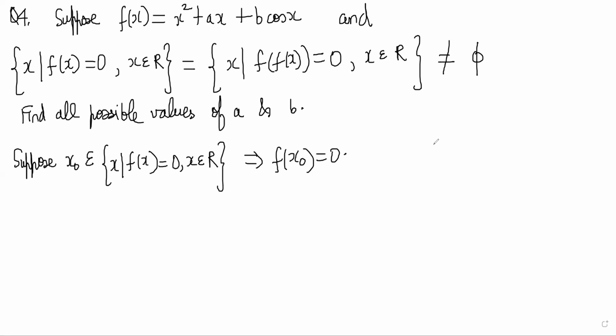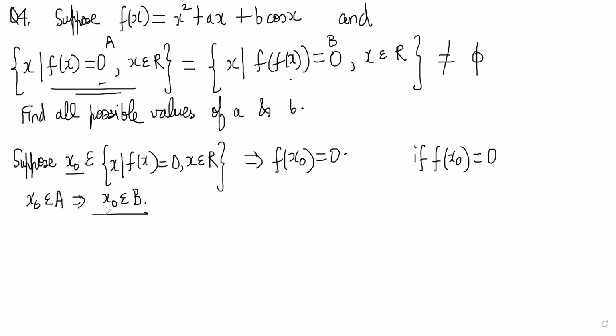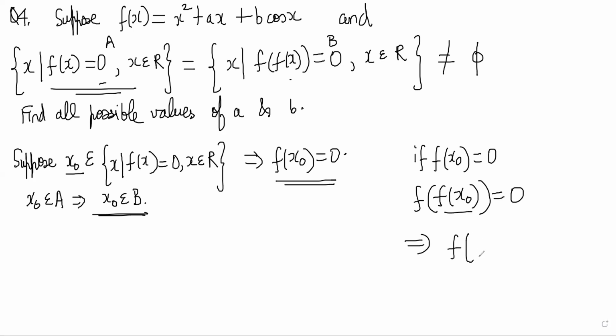Now, you will realize that since x naught belongs to this set and the two sets are equal, let's call it set A and let's call this set B. x naught belongs to A implies that x naught also belongs to B, right? So if x naught belongs to A, we know that f of x naught is 0. And if x naught belongs to B, we know that f of f of x naught should also be 0, which means that f of 0 is 0. So from here, we get f of 0 is 0 means b is 0.